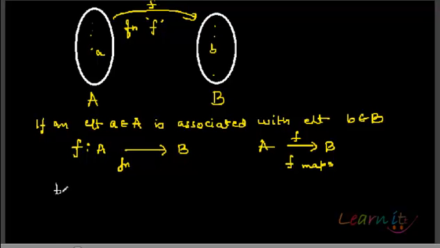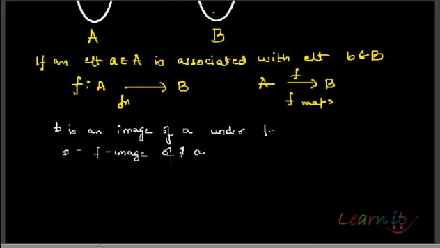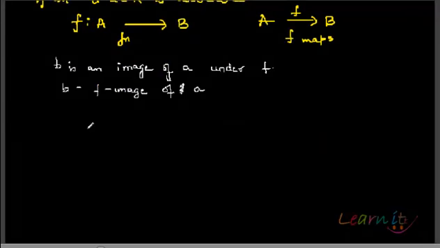Okay, so now b essentially is, as I said, an image of a under the function f. Now b is the f image of a. You can also call it like that. And a is essentially the pre-image of b. a is the pre-image of b.